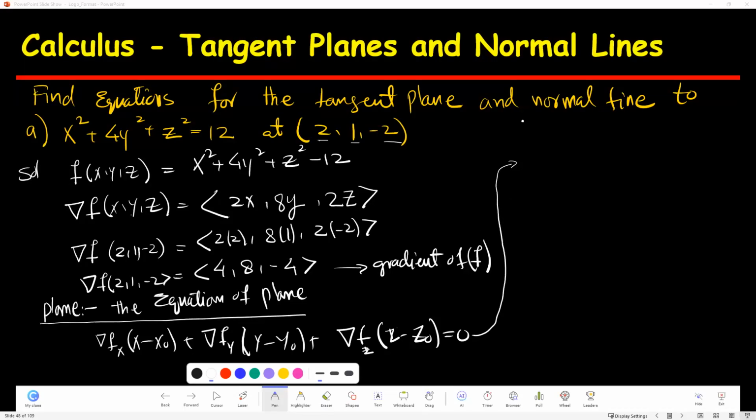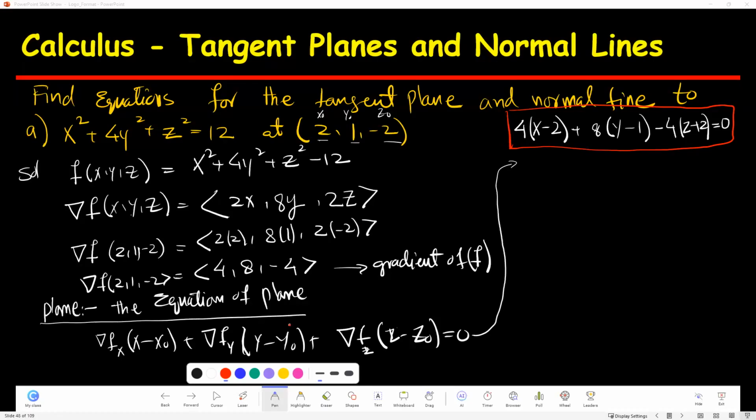So it's going to be 4 times x minus x naught. So x naught will be 2. I'm just going to write here, this is my x naught, y naught, z naught. And here is 4 and then 8 plus 8, then y minus 1. Then minus 4, z plus 2. And don't forget this guy. Right? That's pretty much what I got for my plane equation, that's my plane.